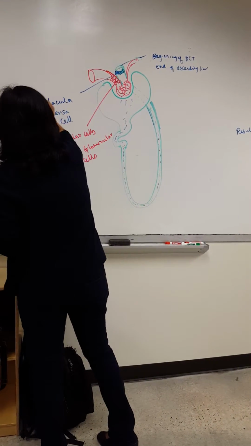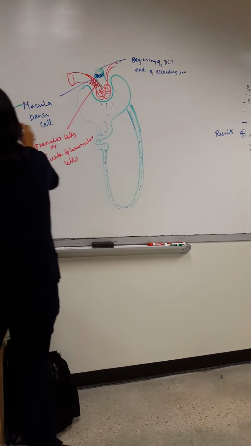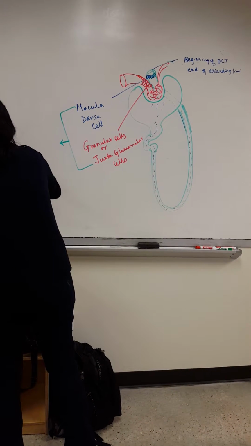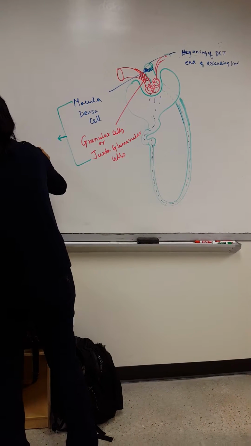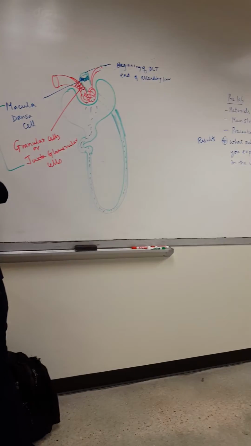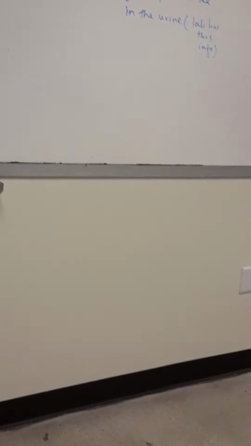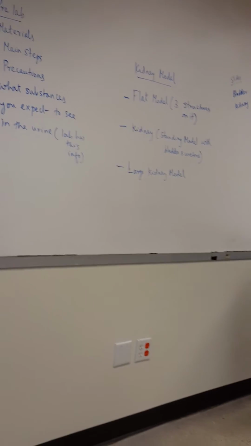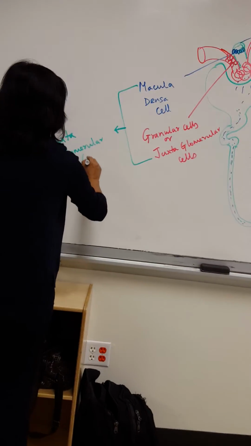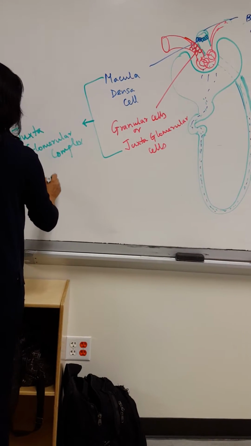Anyway, these two cell types together work to help with blood pressure regulation, and so they are called the juxtaglomerular apparatus. Or juxtaglomerular, what does your textbook use as the term? Complex, juxtaglomerular complex. Thank you. So you can call that, otherwise they're called the JG complex.